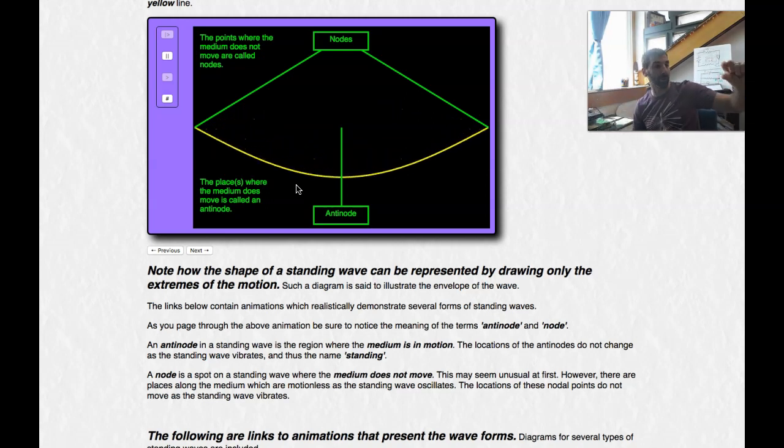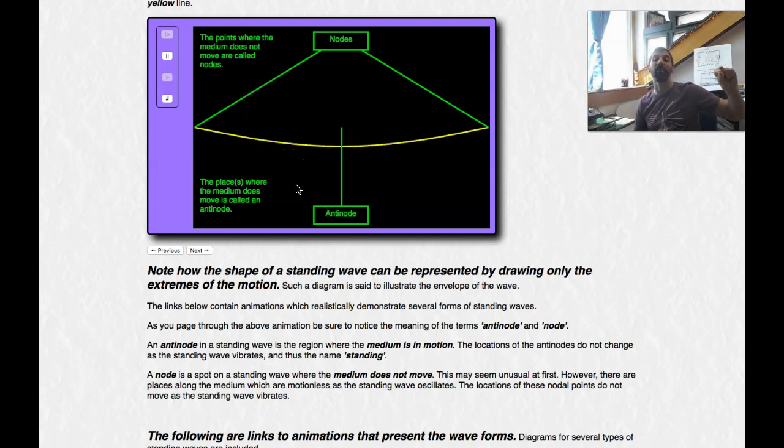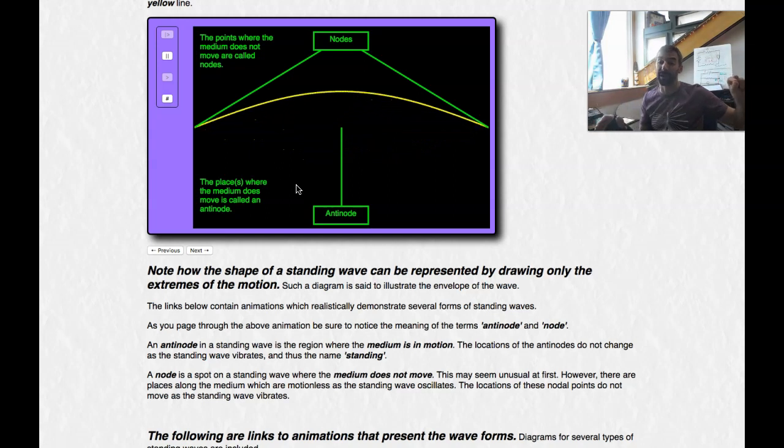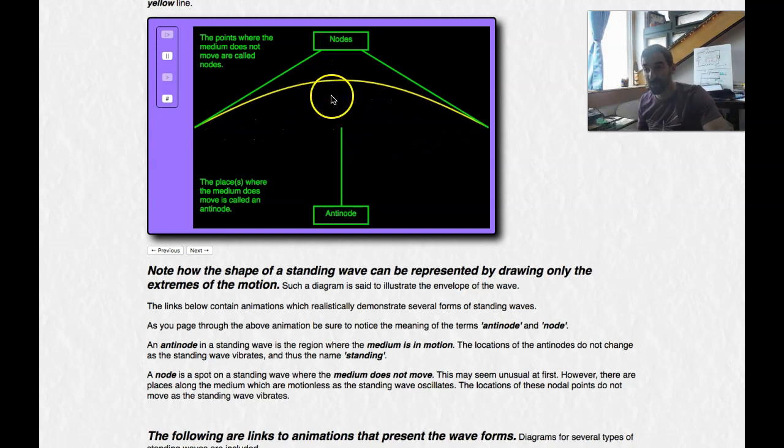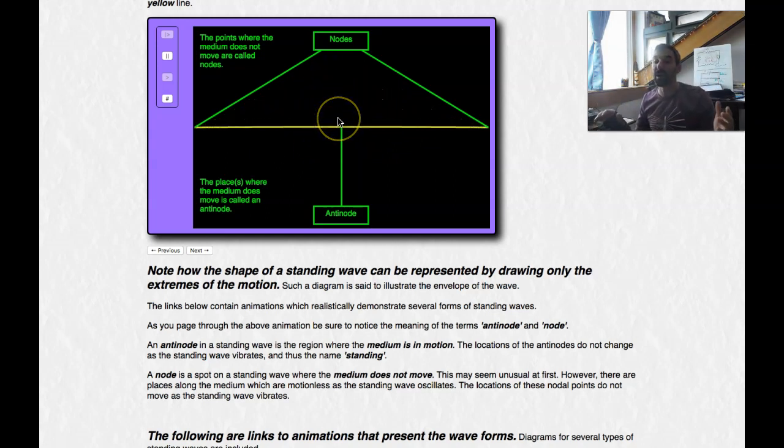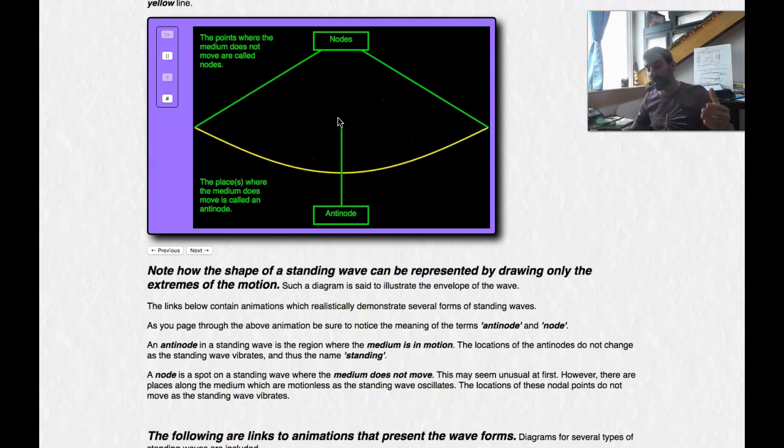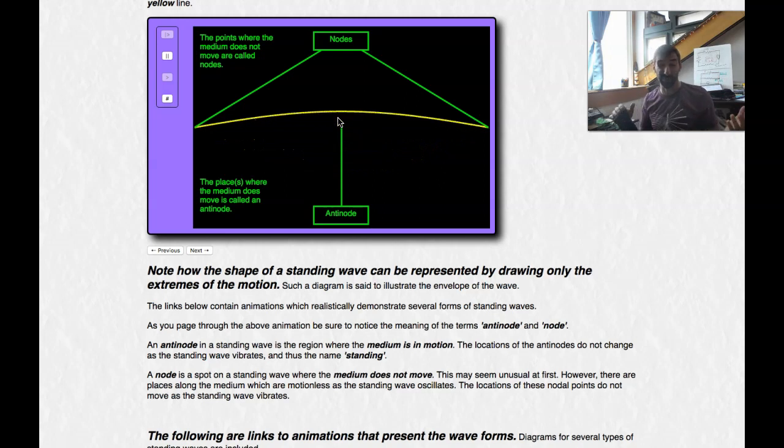Literally, if this was a string, you could put your fingers on that node and it wouldn't vibrate at all. It wouldn't mess up my wave. But if I put my fingers right on the antinode, that would be a problem. So an antinode means not moving, or moving, because we're physicists, we make things complicated. Nodes mean no movement.